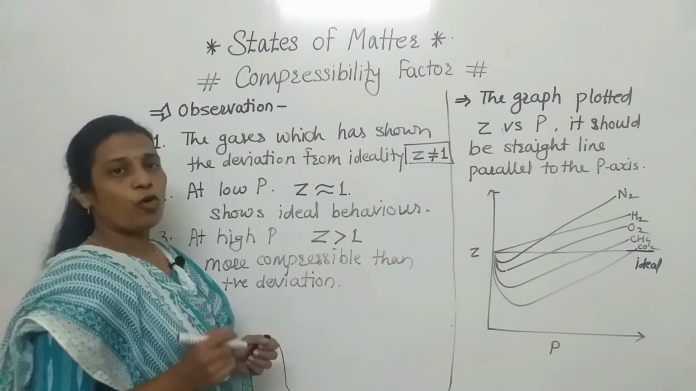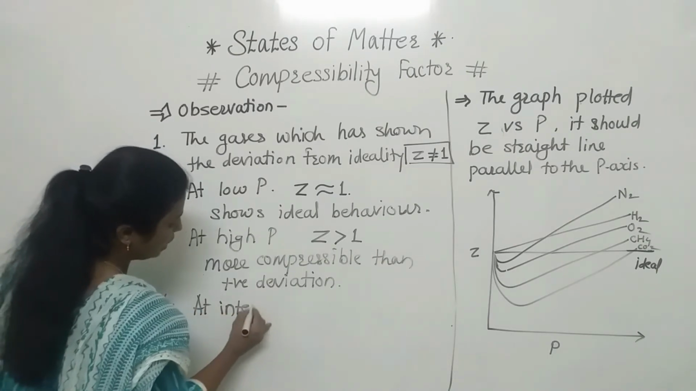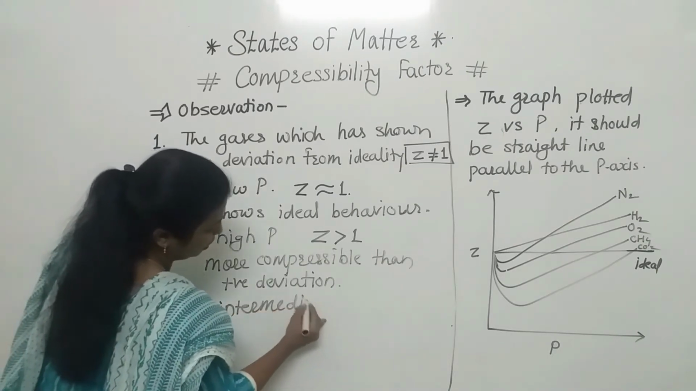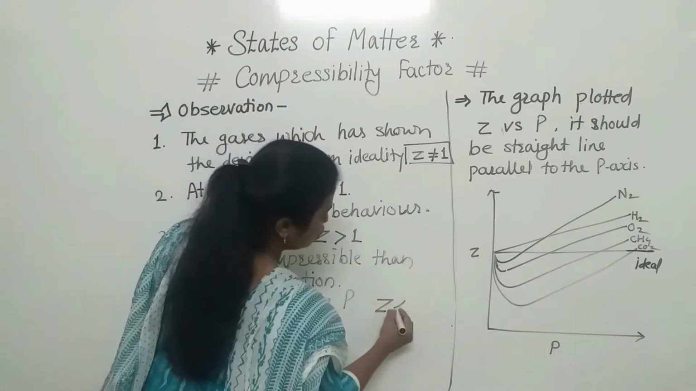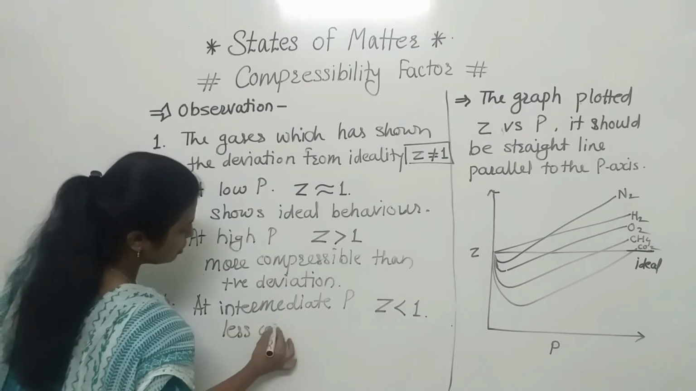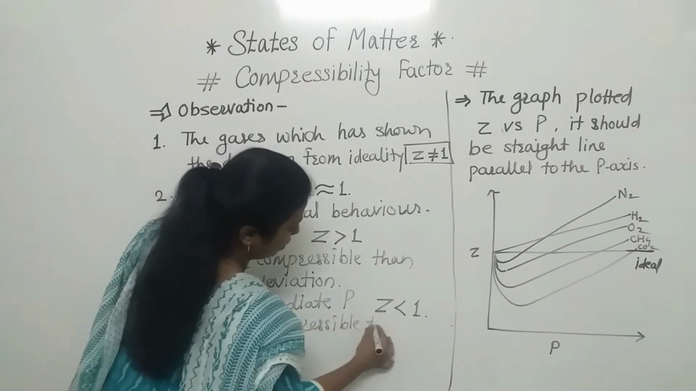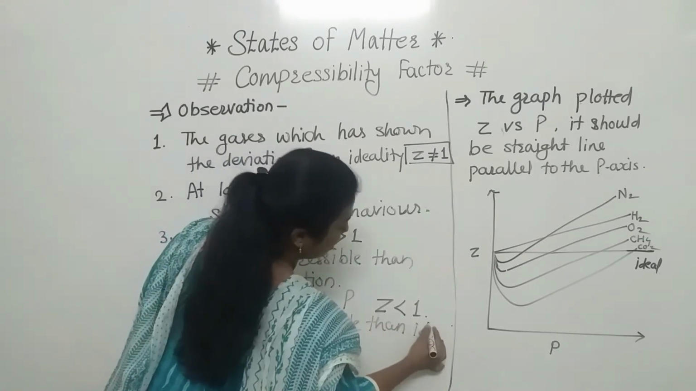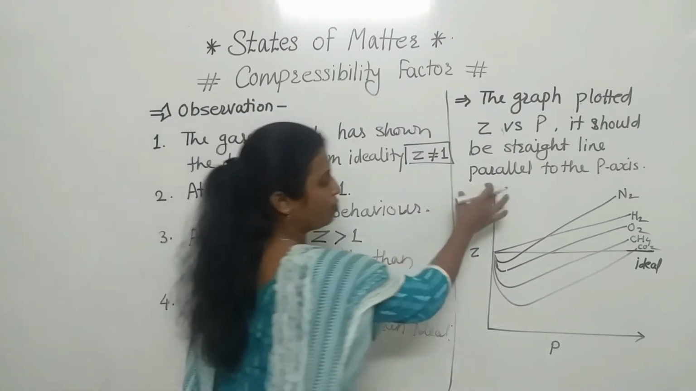The fourth one is at intermediate pressure. At intermediate pressure, Z is smaller than 1, means they are less compressible than the ideal gas. So here we have seen some observations from this graph.